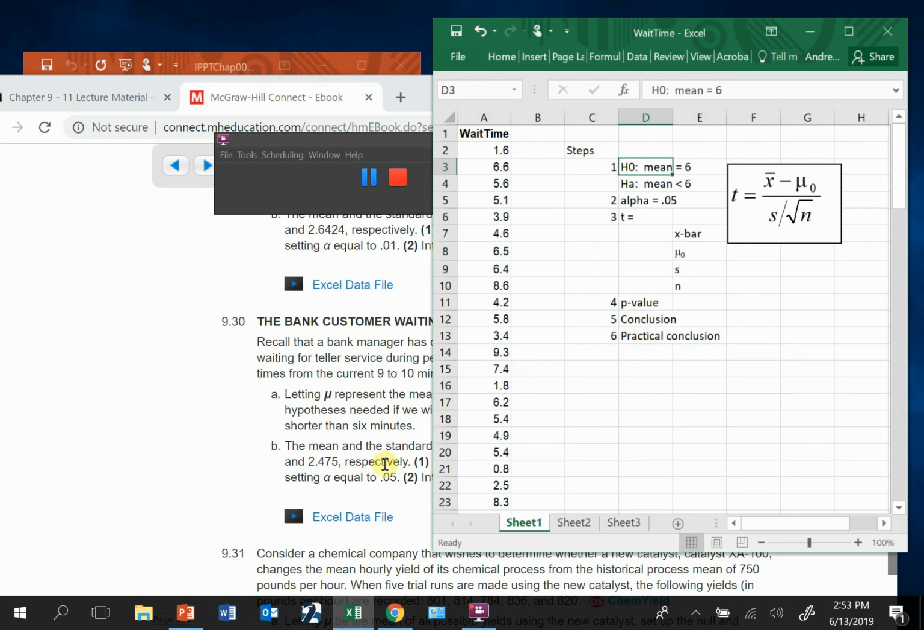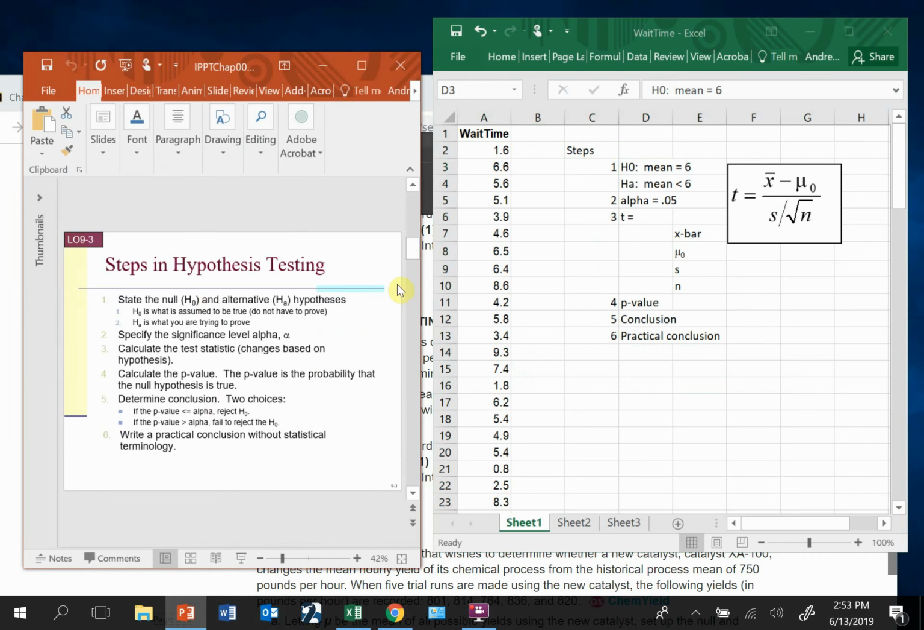Step 1, the first step, is identifying the null hypothesis, and what I'm assuming is that the population mean is equal to 6. I could actually say it's greater than or equal to 6. And I'm going to try to prove that it's less than 6, because that's what the problem is. I'm trying to prove the system reduces the time to less than 6 minutes. Step 2 is I establish my alpha equal to 0.05. You can always set it to 0.05.